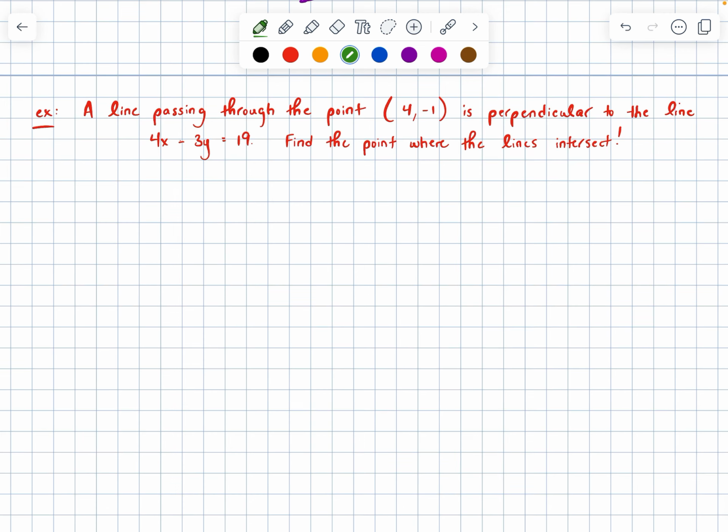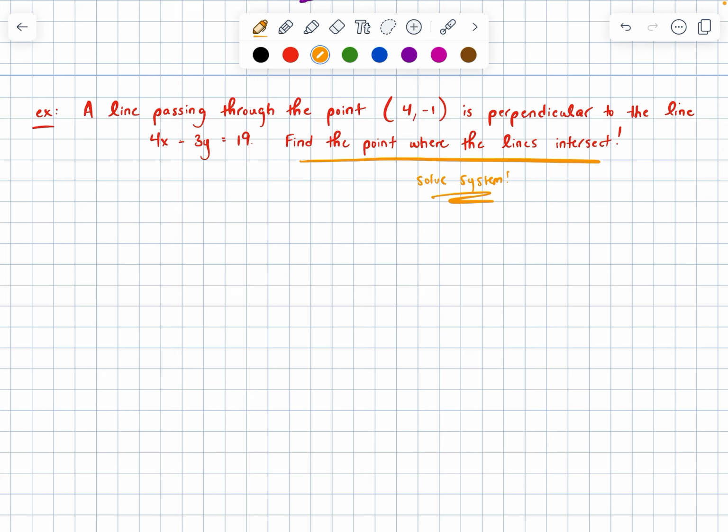Let's say, for example, I asked you something like this. You might recognize it as a challenge question from a previous class. A line passing through the point (4, negative 1) is perpendicular to the line 4x minus 3y equals 19. I want to find the point where my lines intersect. Again, of course, if I'm finding the point where the lines intersect, what that really means is that I'm asking you to solve a system of equations.